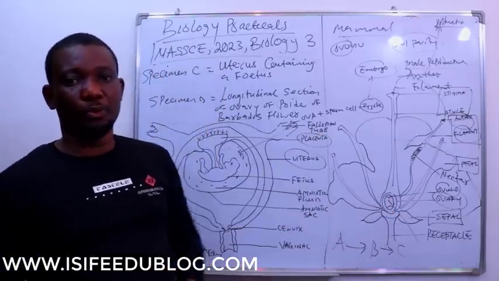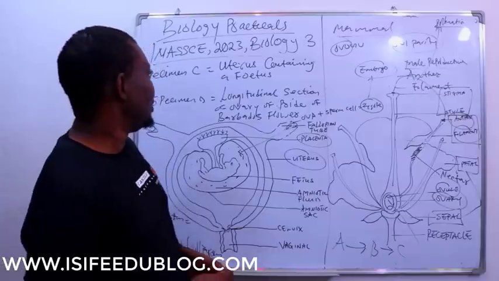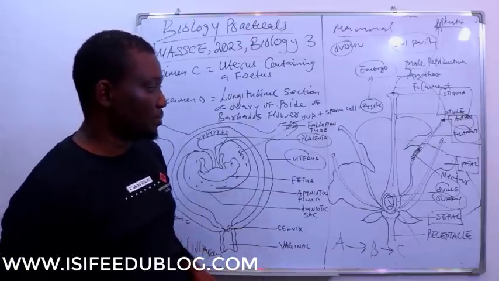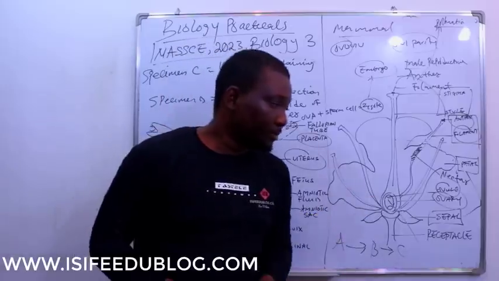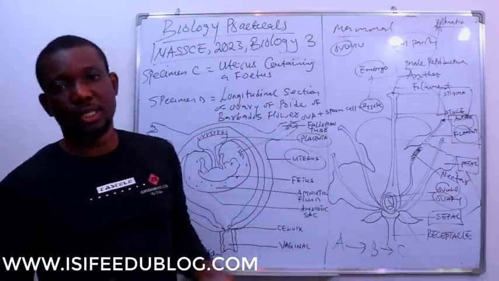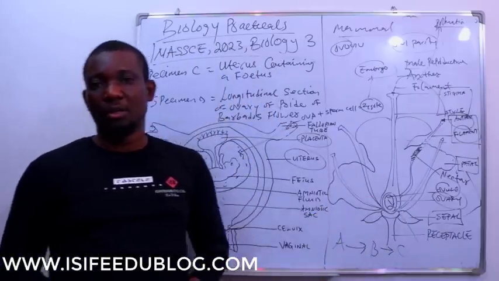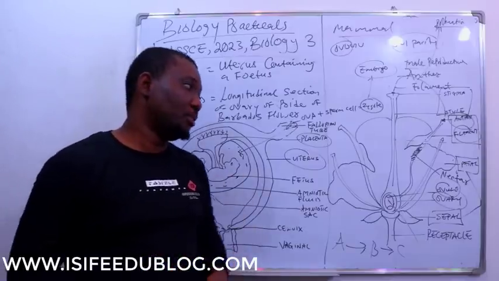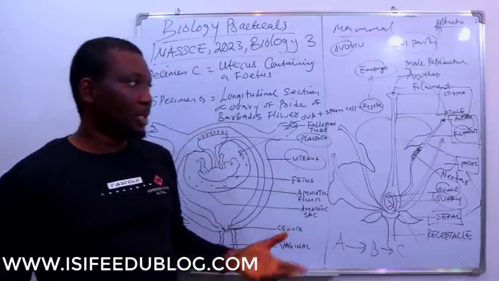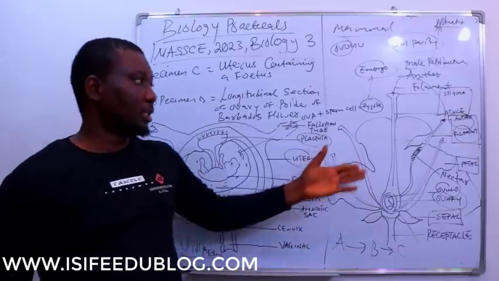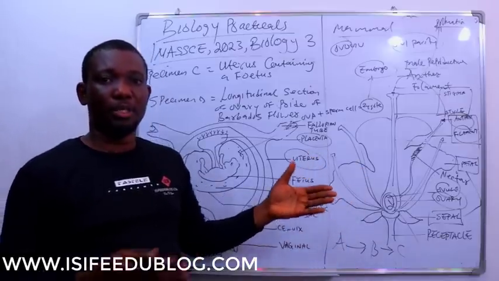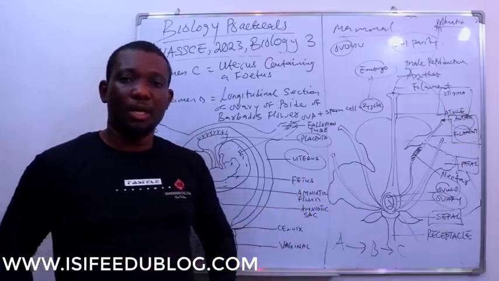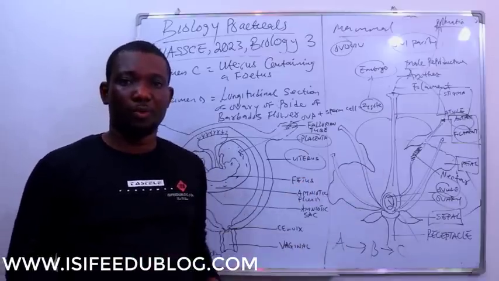So the type of ovary in specimen D is superior ovary. State the reason why it is superior: because it is placed above the receptacle. It is also placed above the sepal. Okay, it is an insect pollination. So mention examples of insects that pollinate this flower.